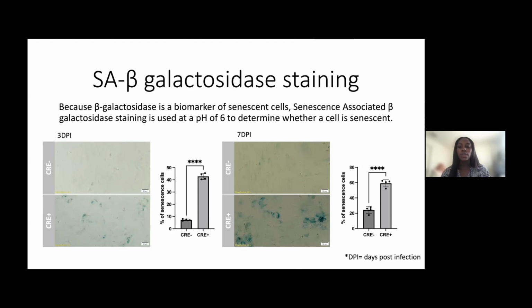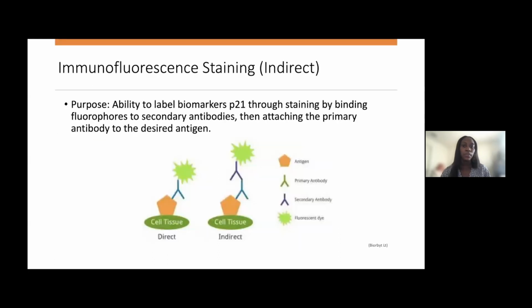So when it does become that full, cells do tend to enter the senescent state, which is why you see it is a little bit over 20%. But when we look at Cre positive, we do see an increase in possible senescent cells with a little bit under 60%. We also did immunofluorescence staining of P21, and we used the indirect method, which gives us a stronger signal.